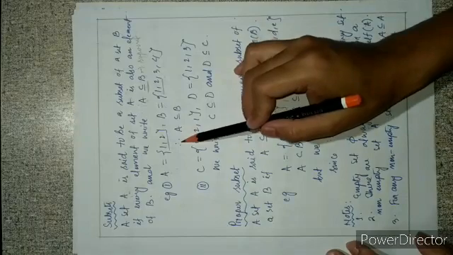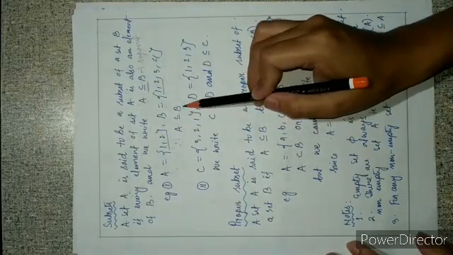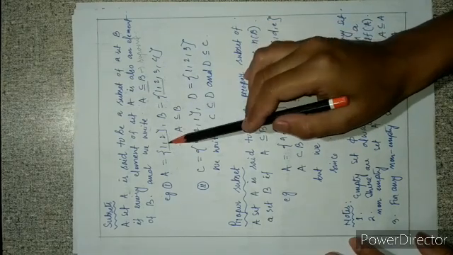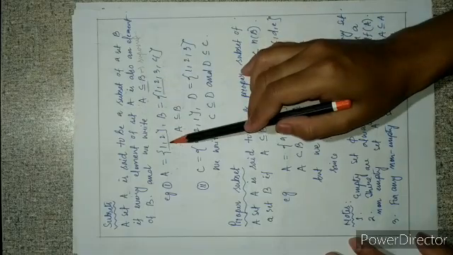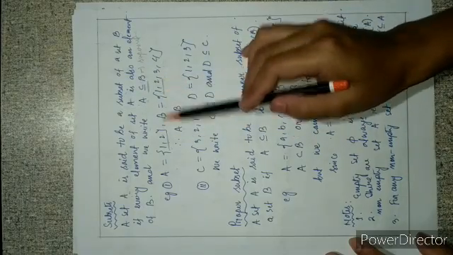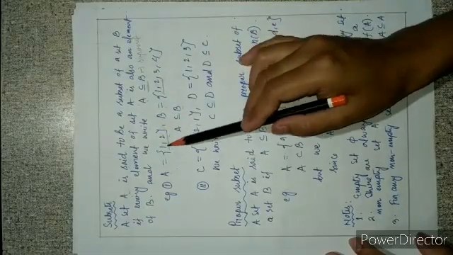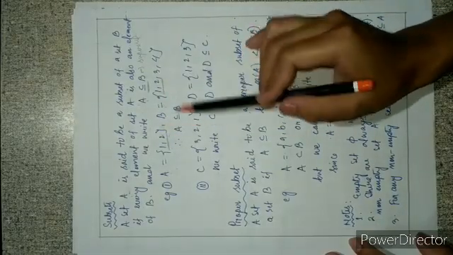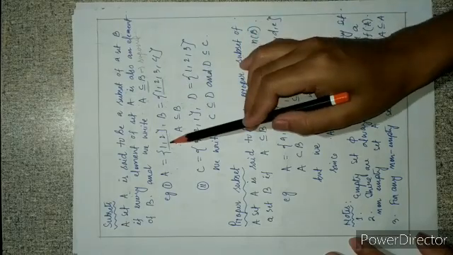In this case, we say A is a subset of B. But not every element of B is in A. A has 1 and 2, but 3 and 4 are not in A. So all elements of A are in B, so A is a subset of B, but B is not a subset of A.